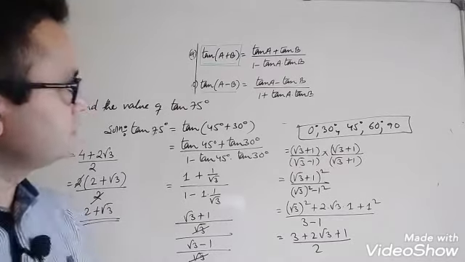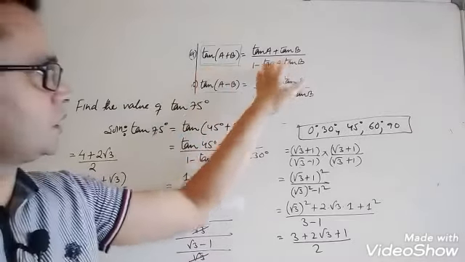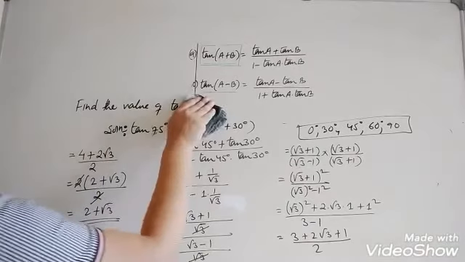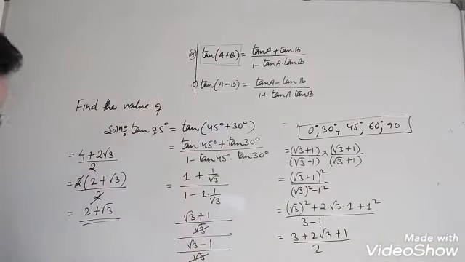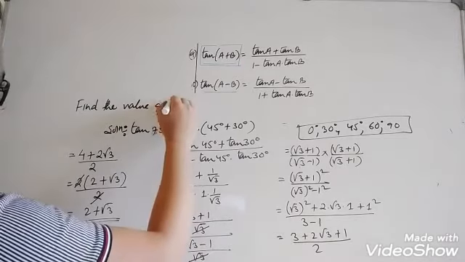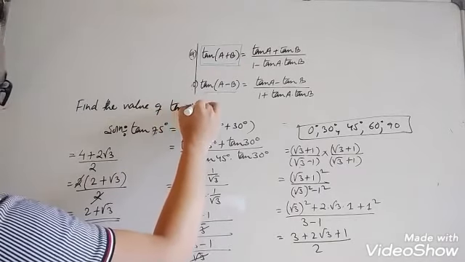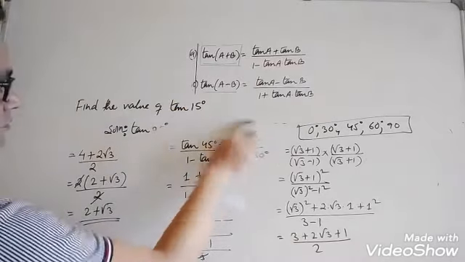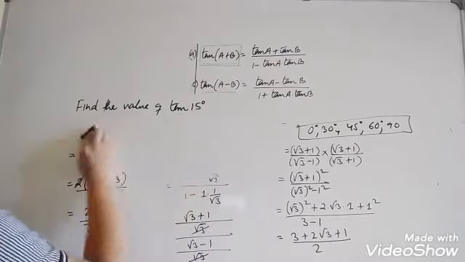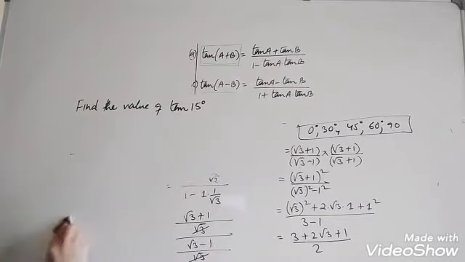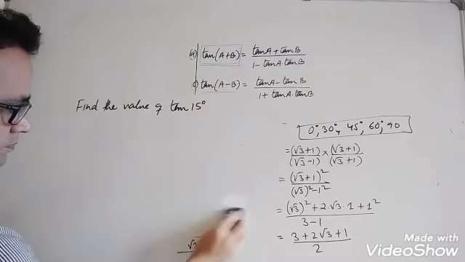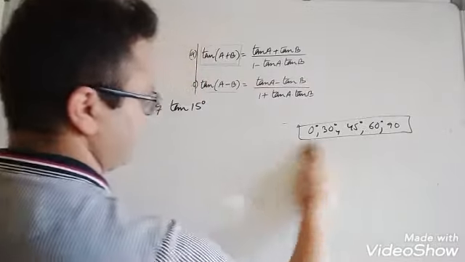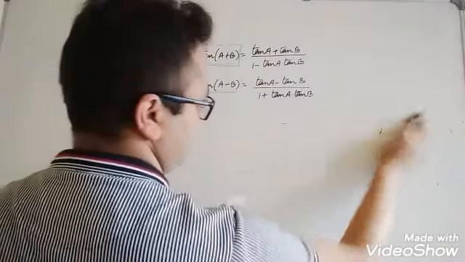This is the case of tan(a + b) equals tan a plus tan b divided by 1 minus tan a into tan b. So next case, tan 15 degree. Tan 15 degree, first we have to make it into specific angles.